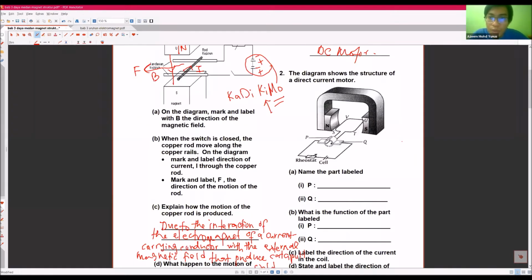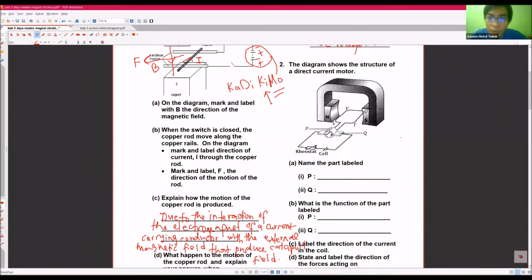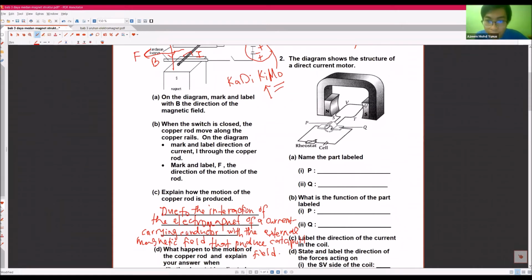Number two: the diagram shows the structure of a direct current motor. Name the part labeled P. That is the simple name, but it is also called the split ring commutator, which is the more complete name. If you say just commutator, that is also acceptable. The split ring is a ring that is split into half. Q is the brush, carbon brush.